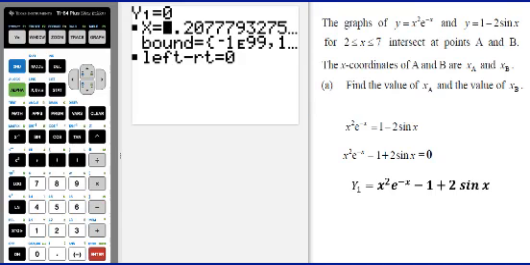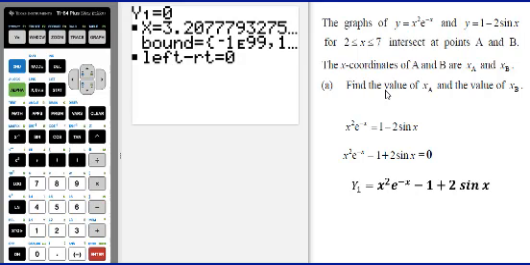Now let's go to another example. The graph of y equals x squared e to the negative x power and y equals 1 minus 2 sine x, for x between 2 and 7, intersect at points A and B. The x coordinates of A and B are xa and xb. Find the value of xa and the value of xb. For this kind of question you have to use a graphing calculator to figure that out.